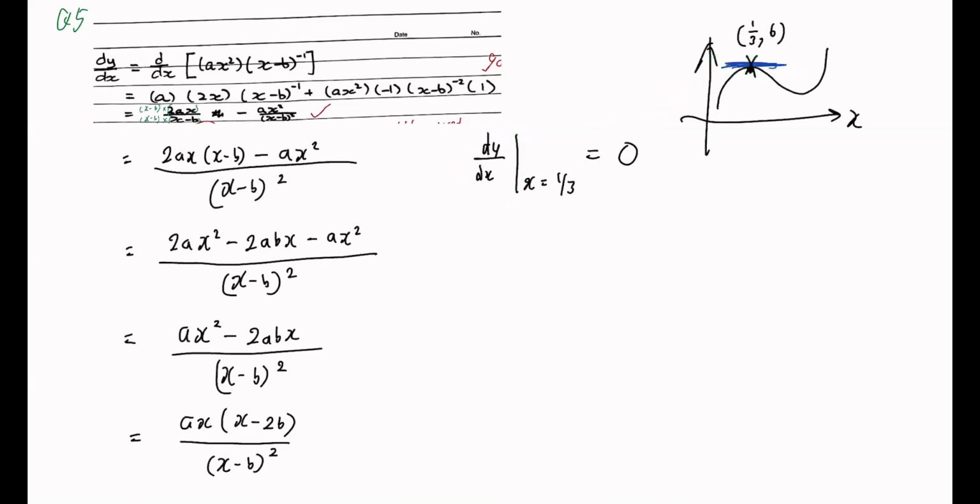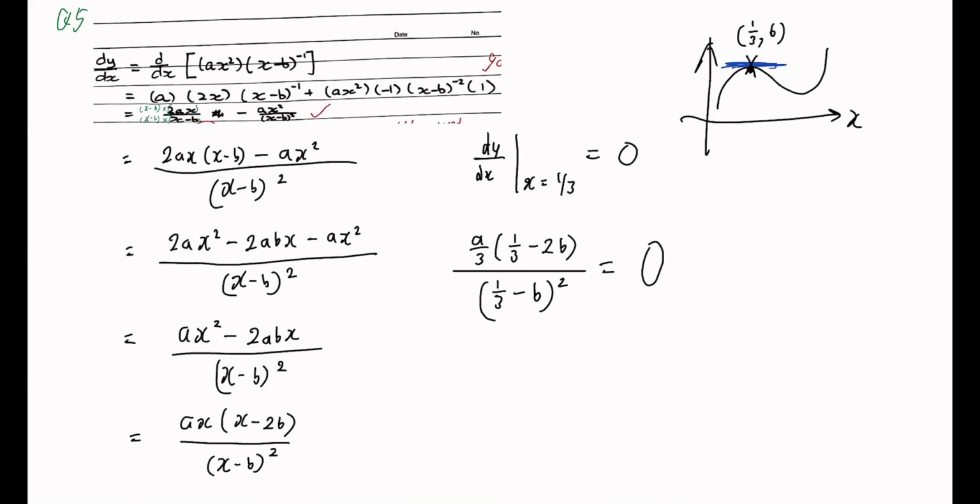But wait, we already got the formula for dy by dx over there. We just need to sub in x equal 1/3. So what does it become? I write down the right hand side for you first, equal 0. Tell me the left hand side. Fraction. Let's start with the numerator. A over 3, yes. Then bracket open 1/3 minus 2b. Good. Then below is 1/3 minus b, bracket square. Very good.